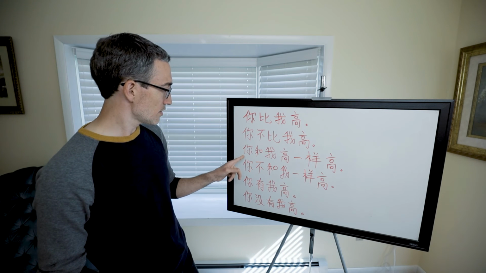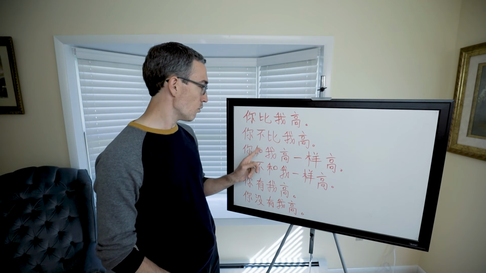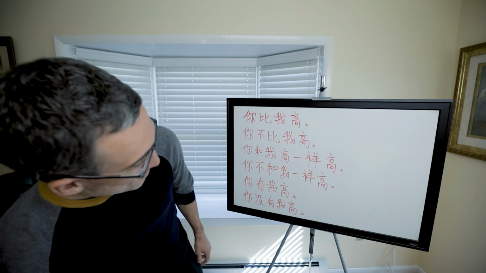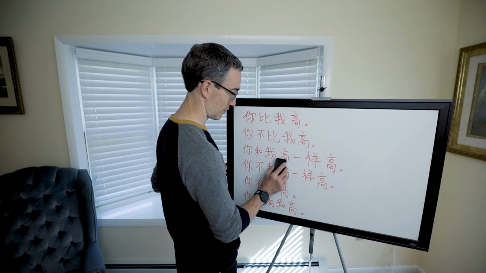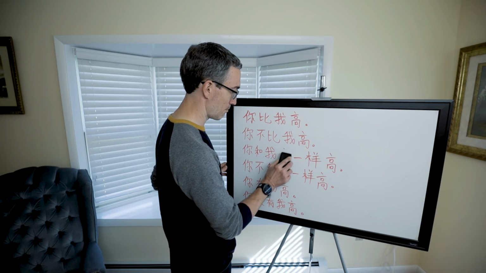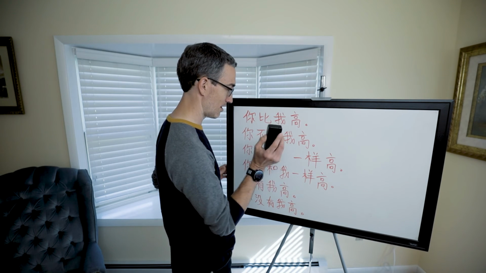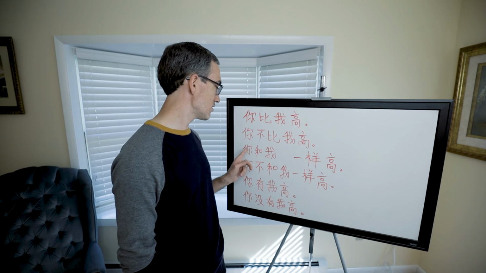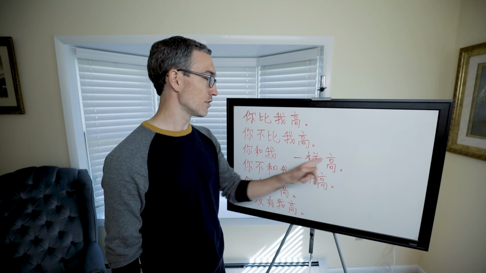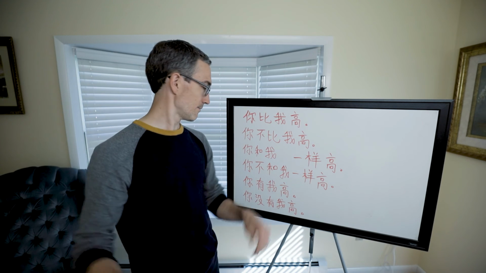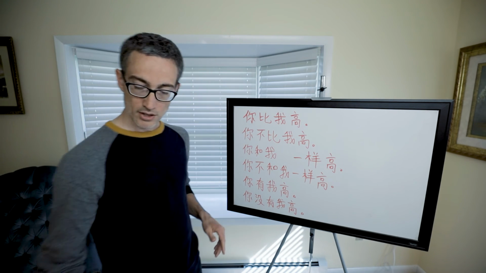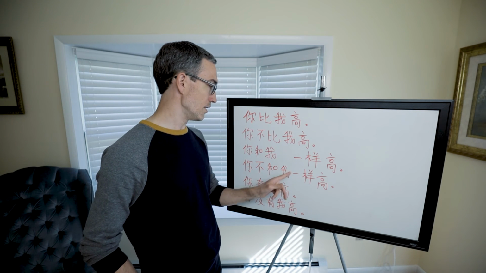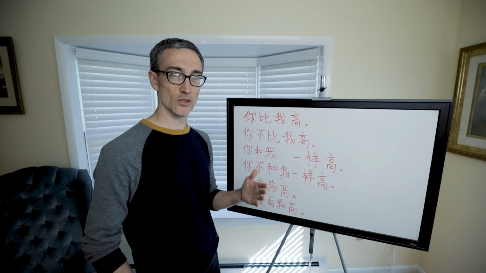All right, so this one is 你和我高, 你和我一样高. Oops. If you can read Chinese and can follow me, you'll notice a big oopsie right there. That doesn't belong there. 你和我一样高. Remember, this means you and I are equally tall. We are the same height. And then the negation of that is 你不和我一样高. We are not equally tall.